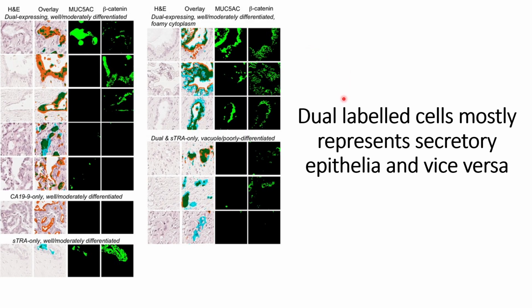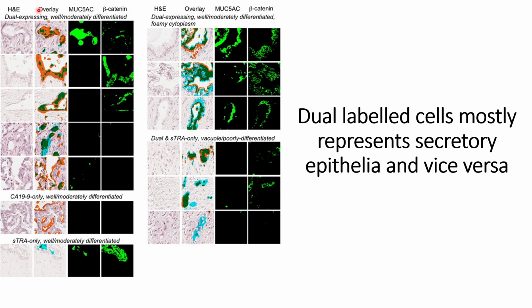So the final outcome that researchers have found is that dual label cells mostly represent secretory epithelia, whereas single label cells mostly represent this dysplasia environment, where the tissues seem to be more damaged and poorly differentiated, whereas dual label cells are kind of cohesive and well differentiated cells. We will discuss those results in this video.